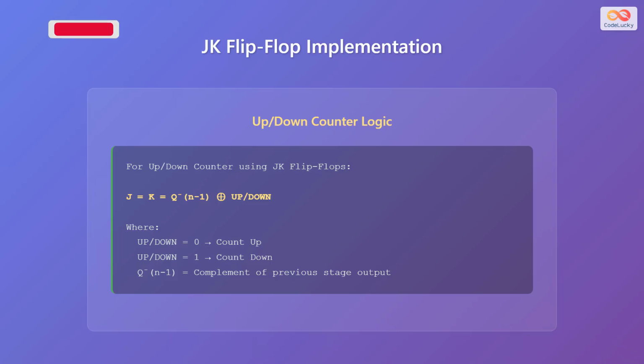Now we'll look at the JK flip-flop implementation for an up-down counter. The logic can be defined as J equals K, which equals Q bar of n-1, exclusive ORed with up or down. Here, if up or down equals 0, the counter counts up. If up or down equals 1, the counter counts down. Q bar of n-1 represents the complement of the previous stage output.